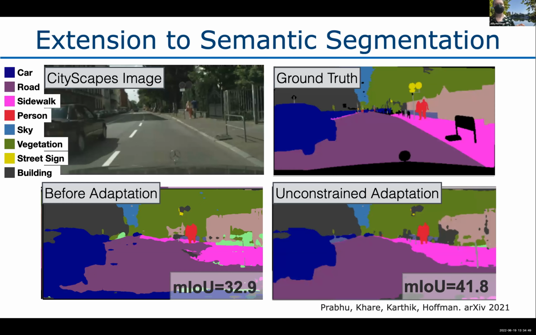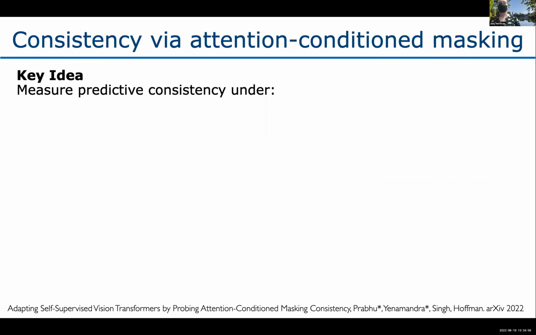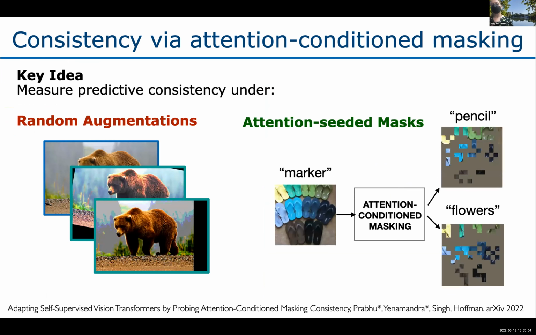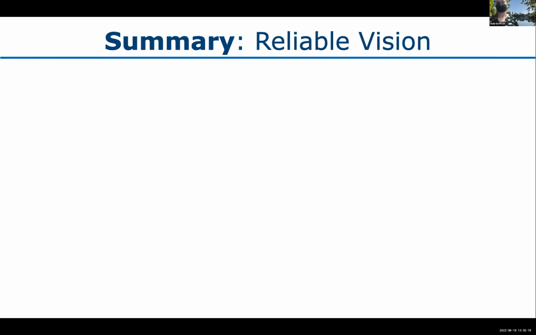In the interest of time, I'm going to skip over these results. I'll just say that we have extensions that deal with semantic segmentation, as well as a very recent arXiv paper that instead of using random augmentations for measuring consistency, uses an attention conditioned masking approach to generate different views of the image that we find to work quite well, especially on top of self-supervised learning techniques, as well as visual transformer models.